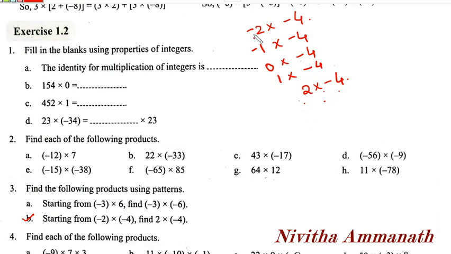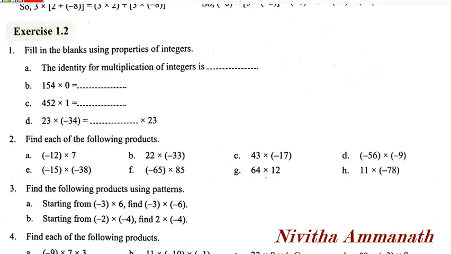So we get minus 2 into minus 4, both are negative, so it will be positive, so 8. Then we have to reduce that one, that is 8. Here we have to subtract 4, right? 8 minus 4 is 4, right? Then 4 minus 4 is 0. 0 minus 4 is minus 4. Minus 4 minus 4 is minus 8, right?